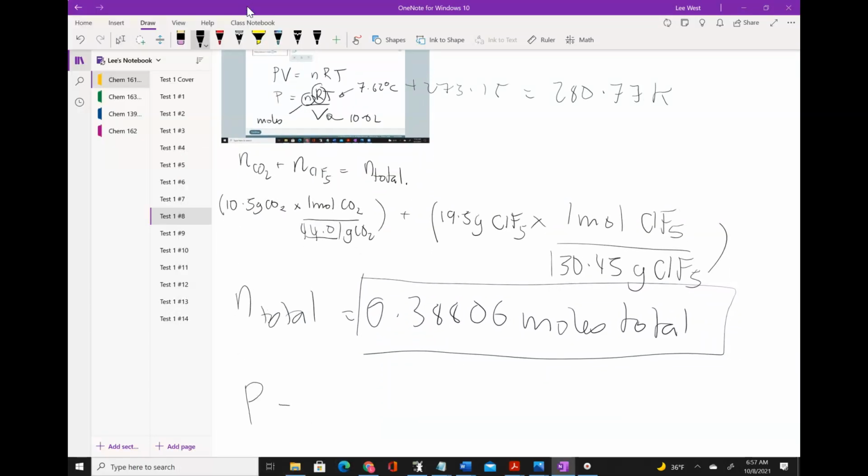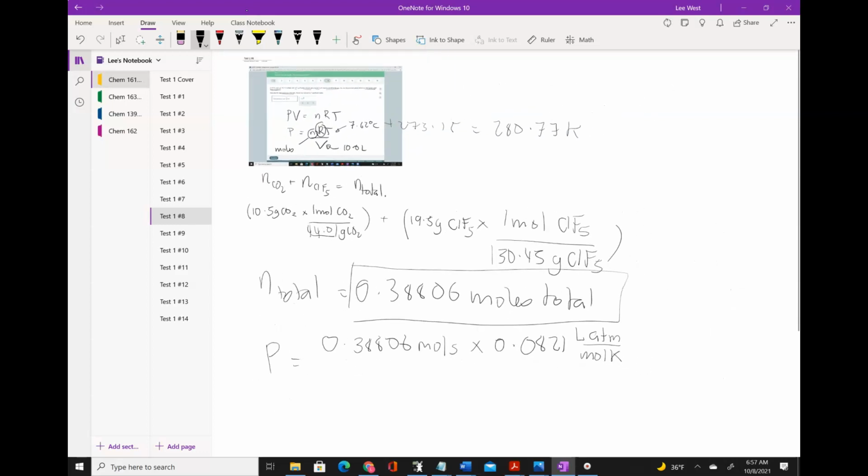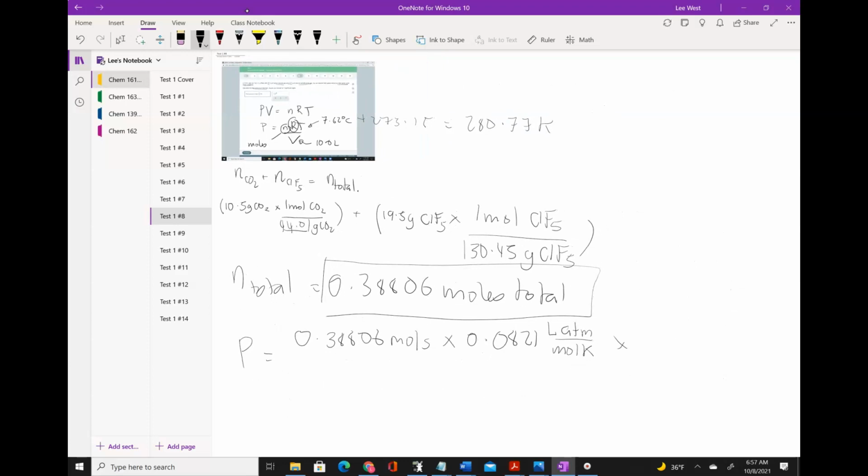So my pressure equals my number of moles, 0.38806. Let's put the units in. Moles times my ideal gas constant, 0.0821, and that is liters atmospheres per mole per Kelvin, and then times my temperature in Kelvin, 280.77 Kelvin. Then we've got to divide that by my volume, which was 10 liters.